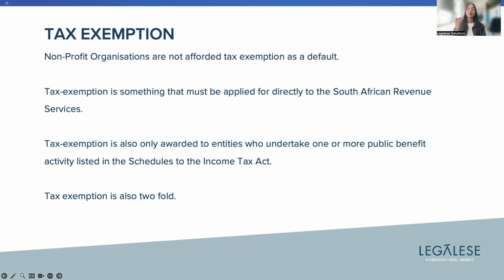Neither fold of tax exemption, as I said, is automatic, and the threshold for Section 18A approval is a little bit stricter than Section 30, as Part 1 has a broader list of public benefit activities than Part 2. Again, if this is something that you want to know more about, you're more than welcome to come to us and ask us about PBO status and how to apply.